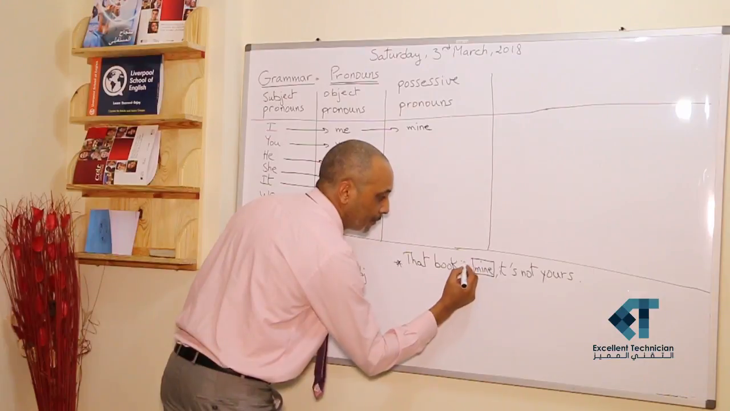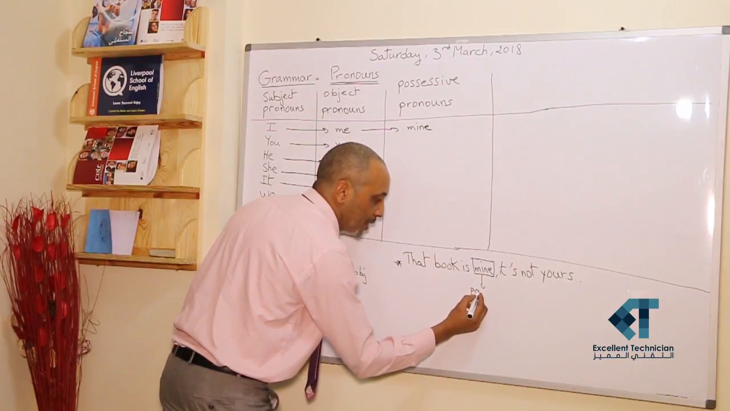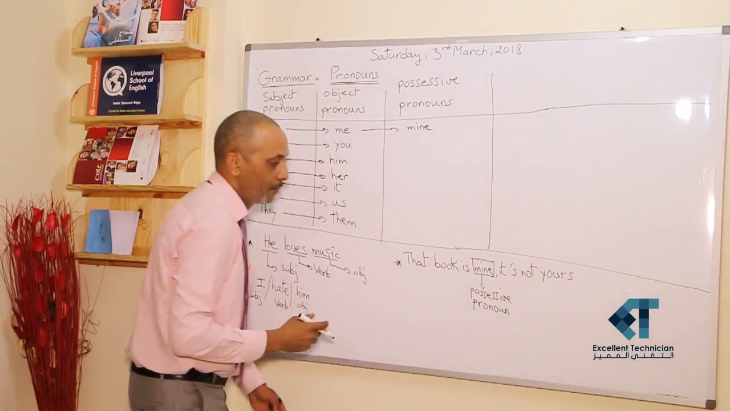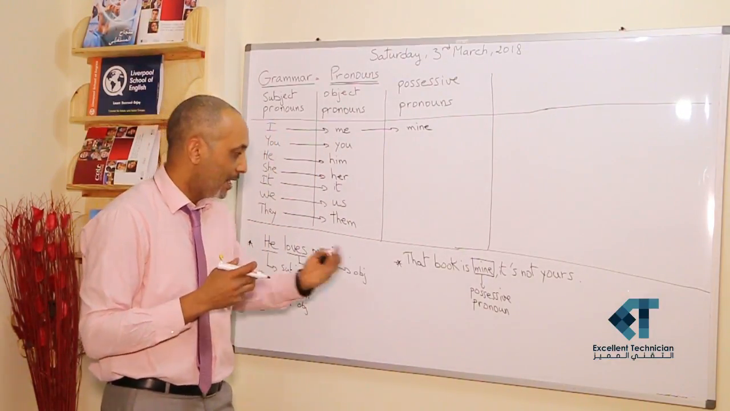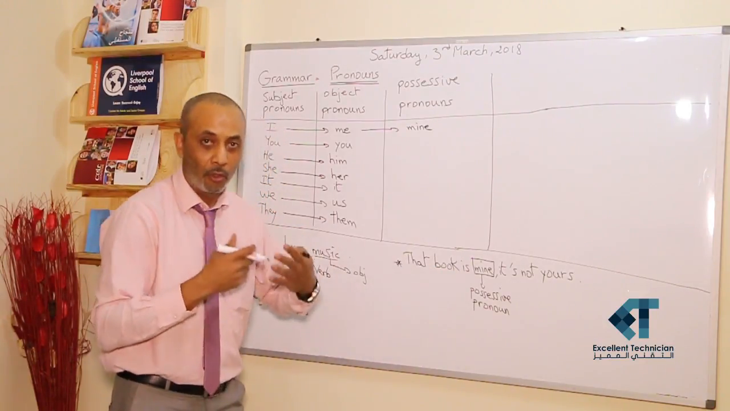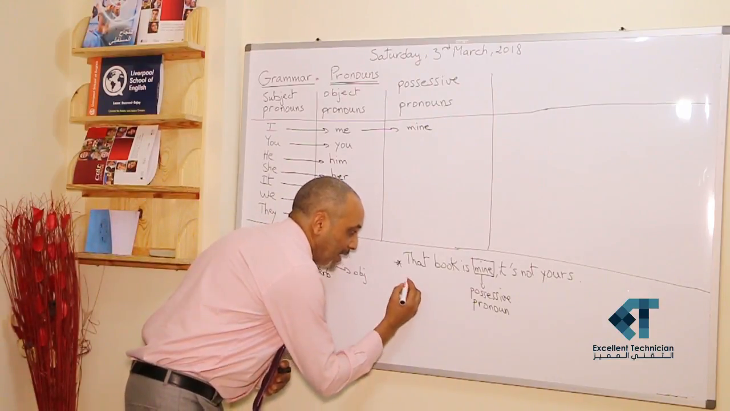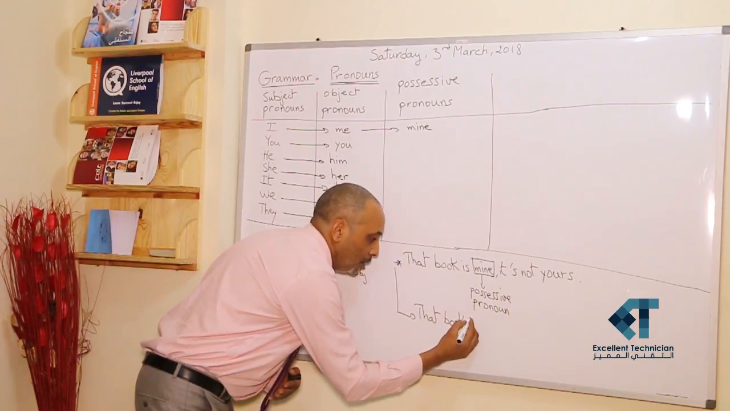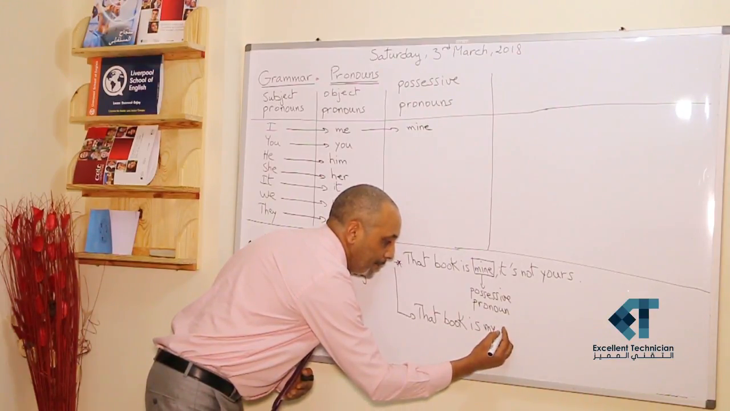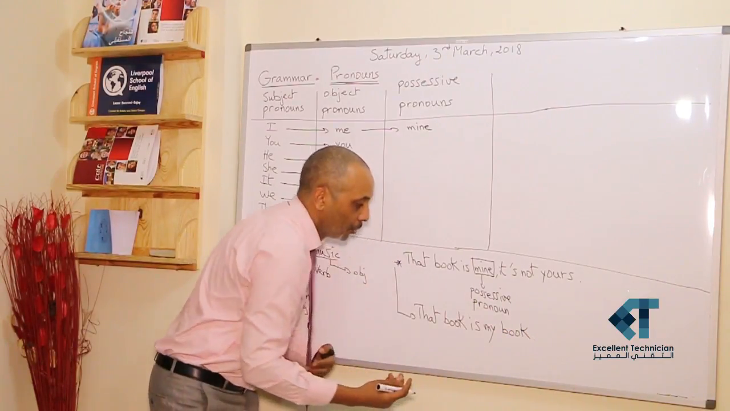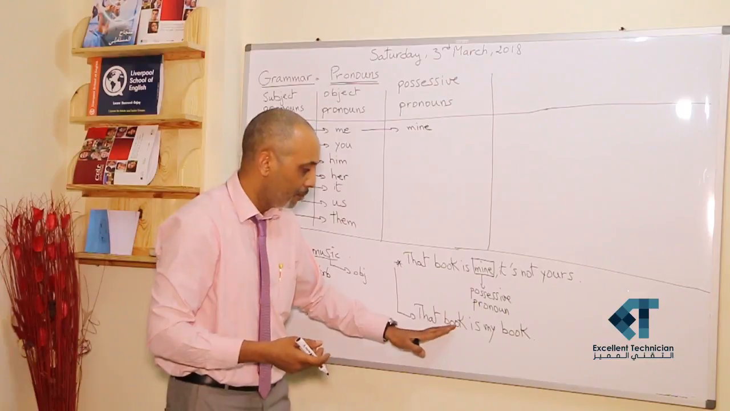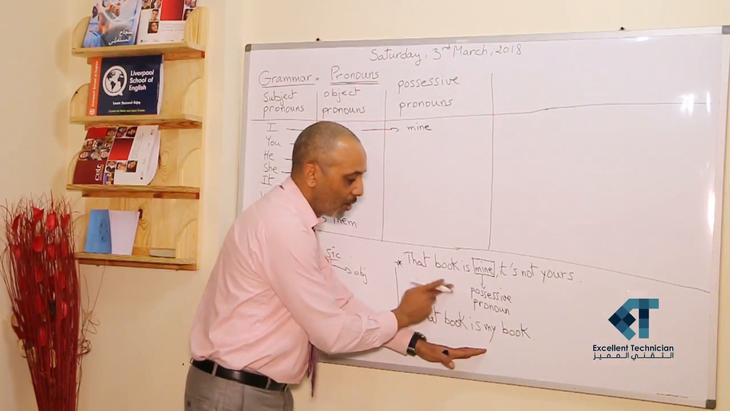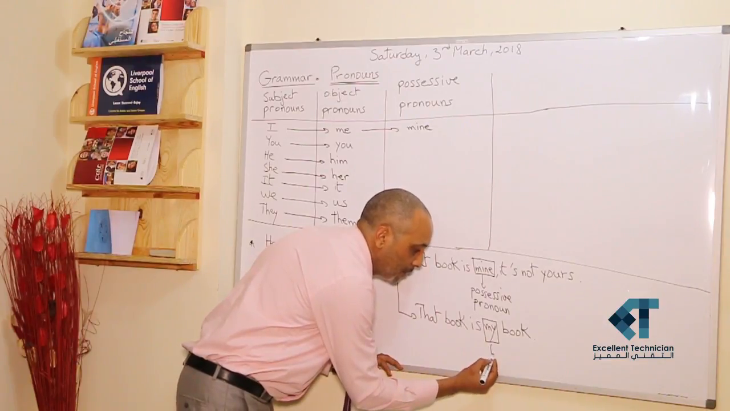The word mine is a possessive pronoun to express the idea of ownership. That means that book is my book. If I say that book is my book, here there's a kind of repetition. To avoid this repetition of book, so grammatically it's not correct, we opt for using a possessive pronoun instead of using a possessive adjective.